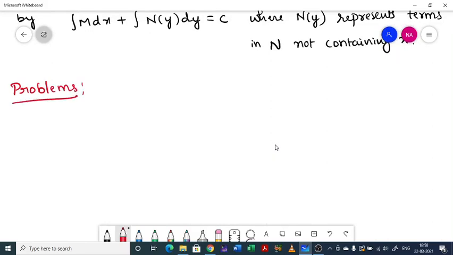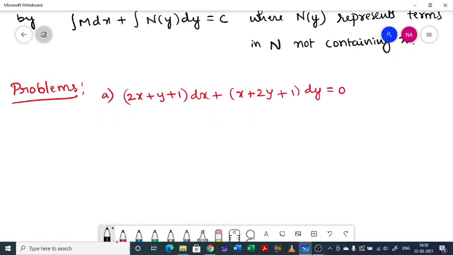Solve the following differential equations, that is the heading. Let us discuss one by one. There are five problems. The first one I am going to consider is (2x plus y plus 1) into dx plus (x plus 2y plus 1) into dy equal to 0. This is the first problem.